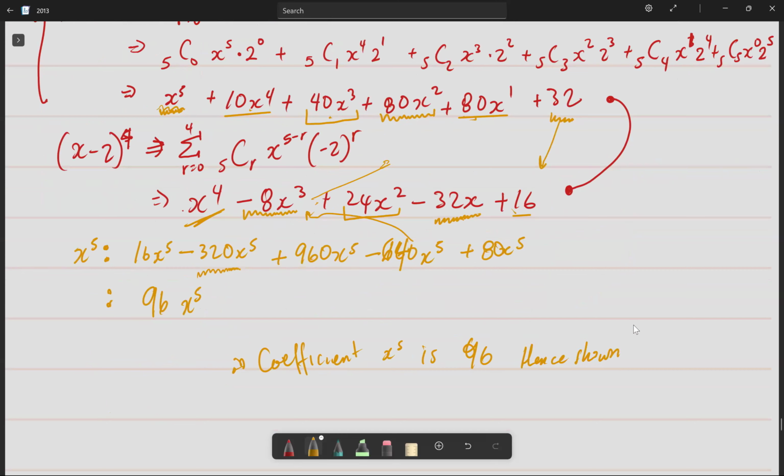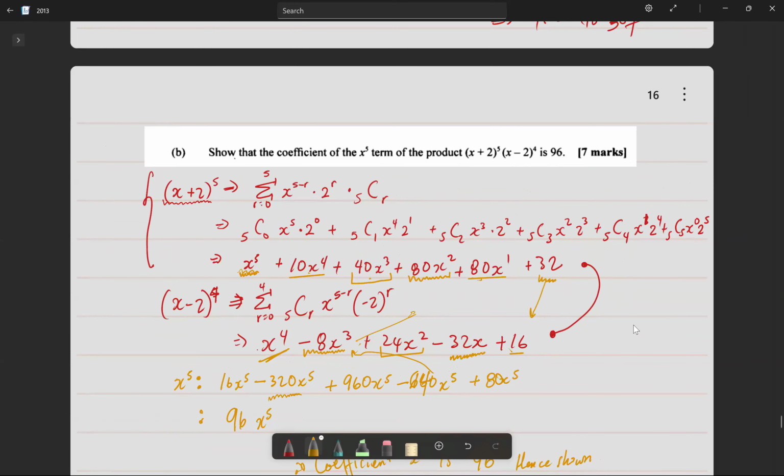Any questions about this? Any issues with it? Okay.